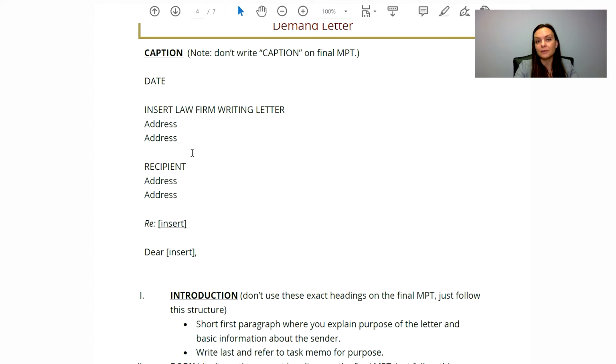Who is this letter being sent to? So you'll have the recipient's information next. Then you'll space and you'll have a line regarding what this letter is about. And then will come your dear line. So again, here you're addressing whomever you're actually sending this to. This should take you just a second, and this should be all done very quickly based upon the information in your file, and sometimes even simply the task memo has all of this information.